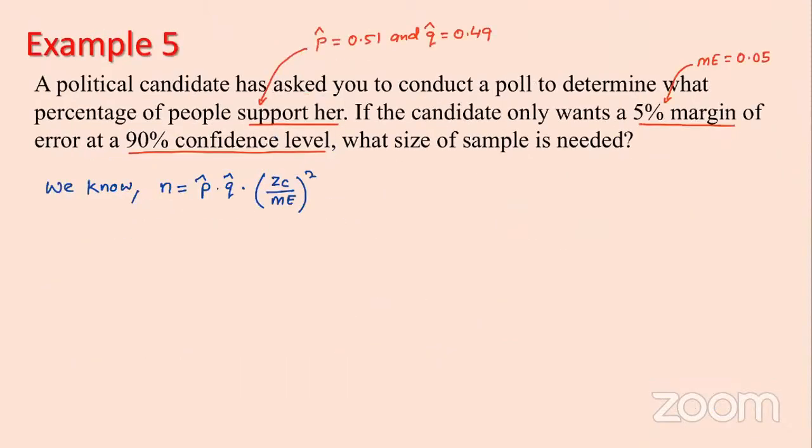So now if we try to plug in the values, look at the screen again. P hat is given here, 0.51. Q hat is 0.49. Margin of error is 0.05. But do we have Z critical? No. So first thing we want to do is find Z critical at 90% confidence level, right? Z critical at 90% confidence level. So let's do that calculation by drawing the normal distribution.